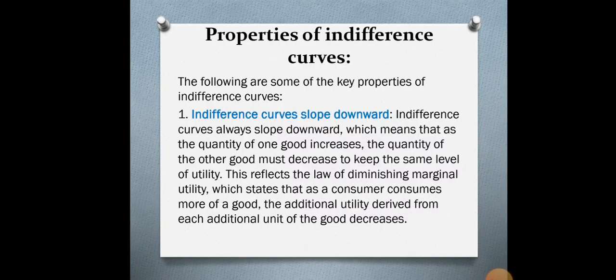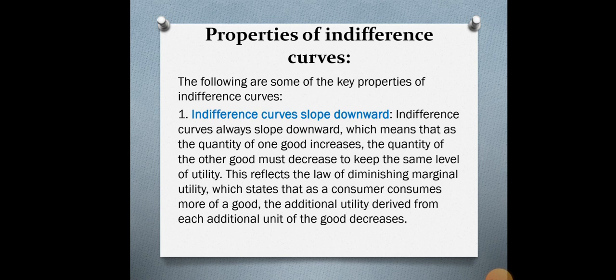Now, what are the properties of indifference curve? See, this is a very important part. So the very first property says that indifference curves never slope upwards. Why is that so? Because if they start sloping downwards, that would mean that if the quantity of one good increases, the quantity of the other good must decrease.